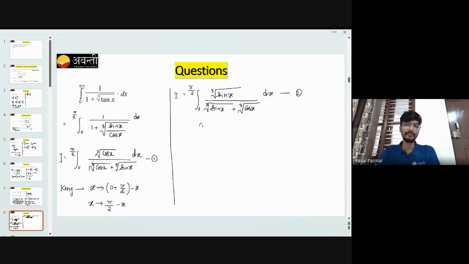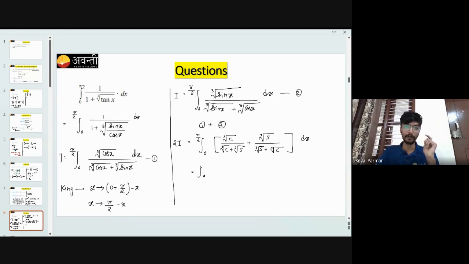Now, what is the third step that we do? We add 1 and 2. So on the left hand side, I'll get 2I. And if you can see, the limits are the same, from 0 to pi by 2. That means I can take the integration common. What I'll be left with is cube root of cos upon cube root of cos plus cube root of sine, plus cube root of sine upon cube root of sine plus cube root of cos. There is no need to take LCM, because the denominator is the same. So I'll get cube root of cos plus cube root of sine upon cube root of cos plus cube root of sine. That means this will get cancelled and I'll be left with integration 0 to pi by 2 of 1 dx.